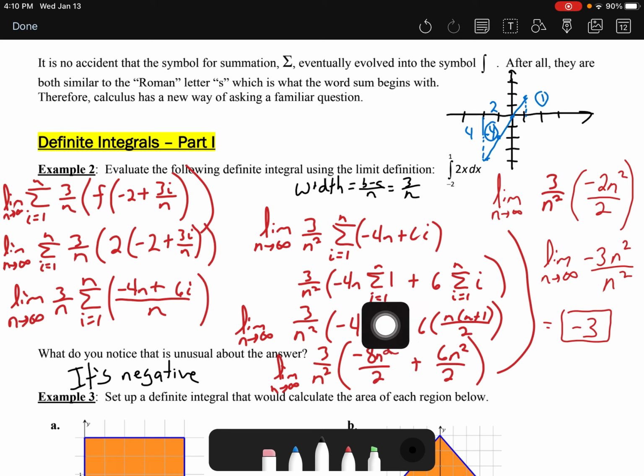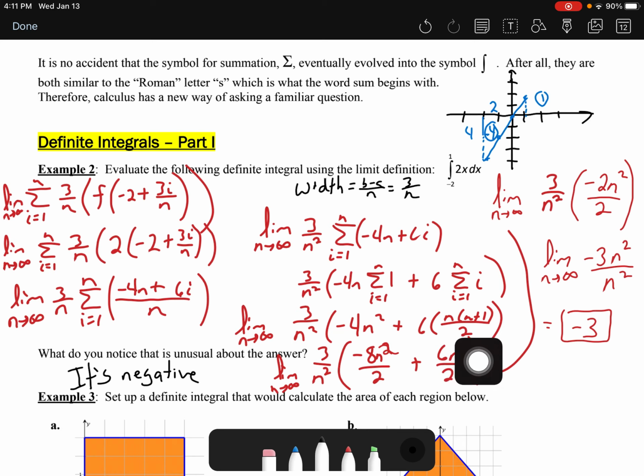And then this right here, this summation of a constant, remember, summation of a constant is just the constant times n. Since my constant here is 1, that's just n. So n times the -4n out there becomes -4n squared. And okay, so I've substituted the i formula here.